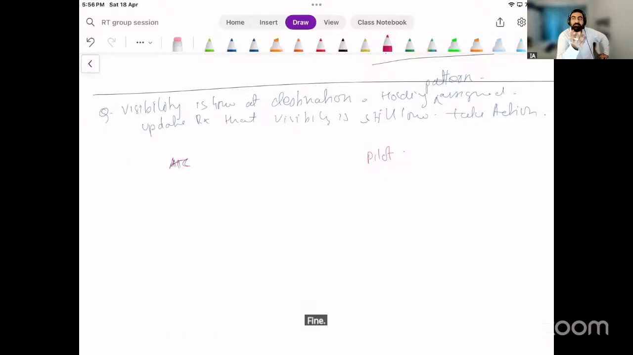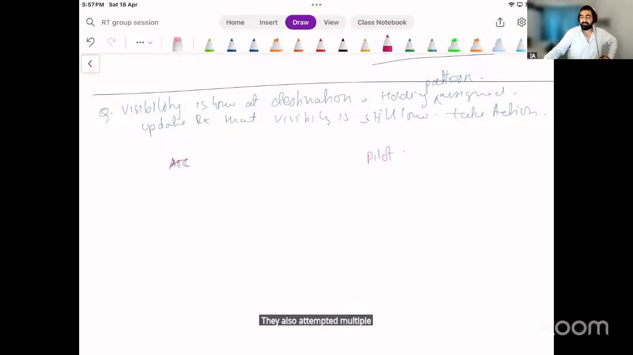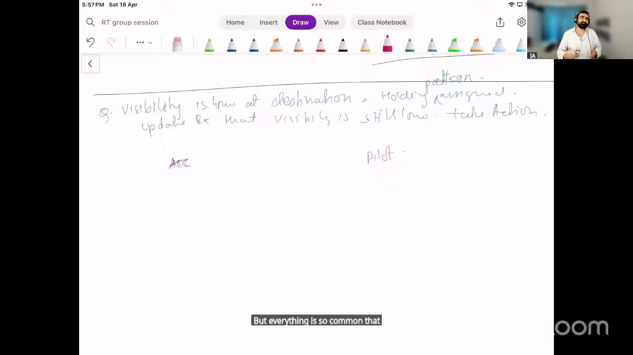Fine. Many people have met accidents trying to land at aerodromes in low visibility because most of the time they succeed, and only a few rare times they don't. A recent aircraft also had the same issue near Mumbai. Everybody heard about it. It was a high-profile flight. They also attempted multiple landings, which they should not have, is what we feel later on. But everything is so common that there's complacency in a way, that it happens, it happens, but it's very bad. So if you don't feel it's safe to land in one go, and if you don't have a fuel emergency, then think of more alternate options. Wait for weather to clear. Do the safest thing, always.